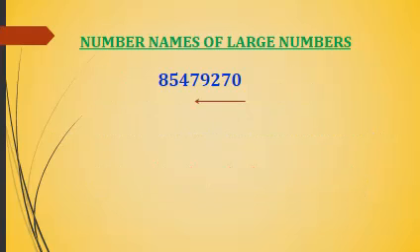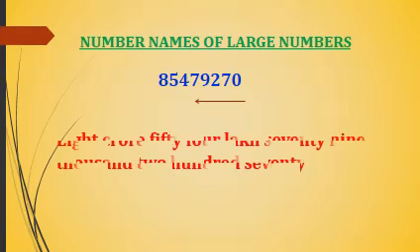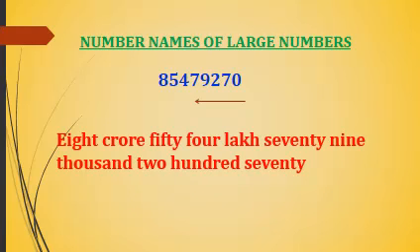Now we have learned how to write in figures. With the help of this, you can write the number name for the given numeral. Let us take the number 8, 5, 4, 7, 9, 2, 7, 0. First, identify the place values. Move from the right side: 1, 10, 100, 1000, 10,000, lakh, 10 lakh, crore. Therefore, the number name for the given numeral is 8 crore 54 lakh 79,270.